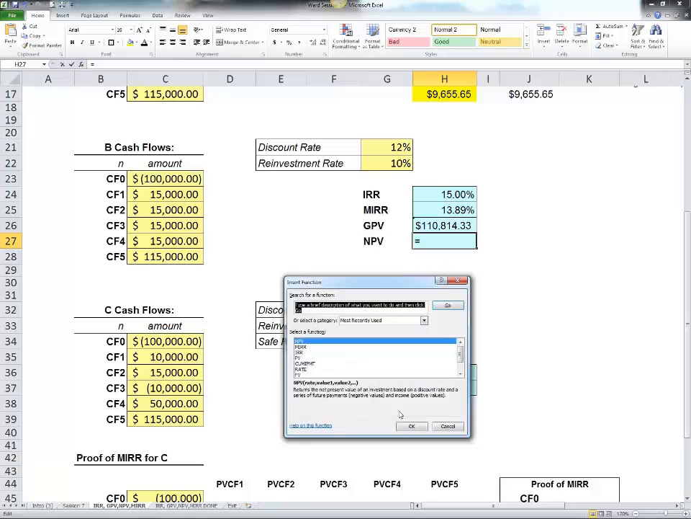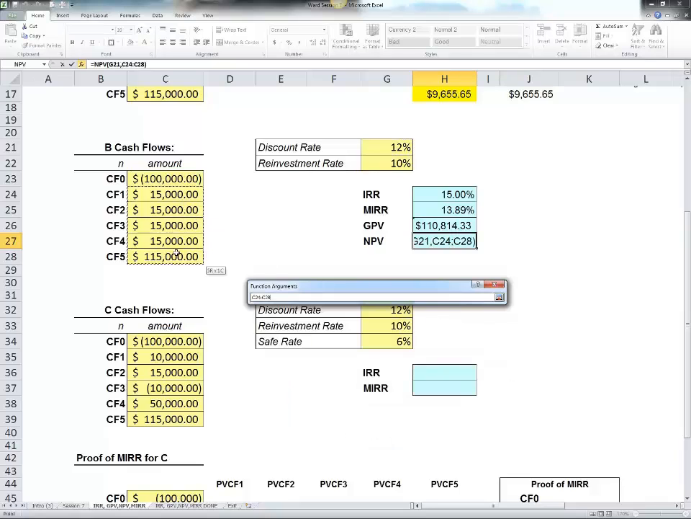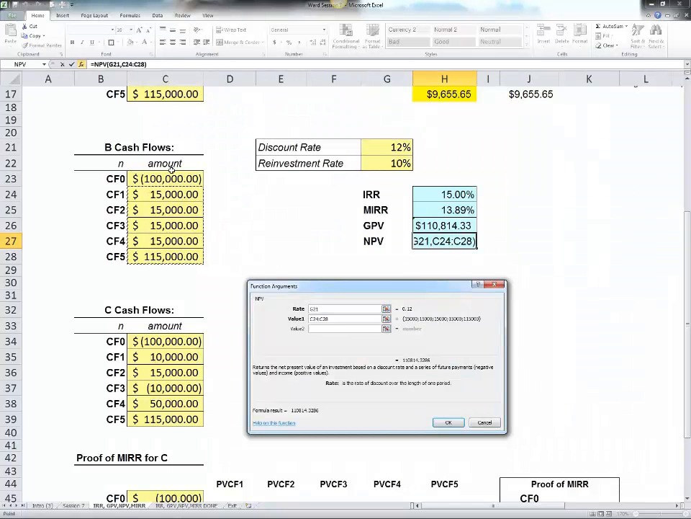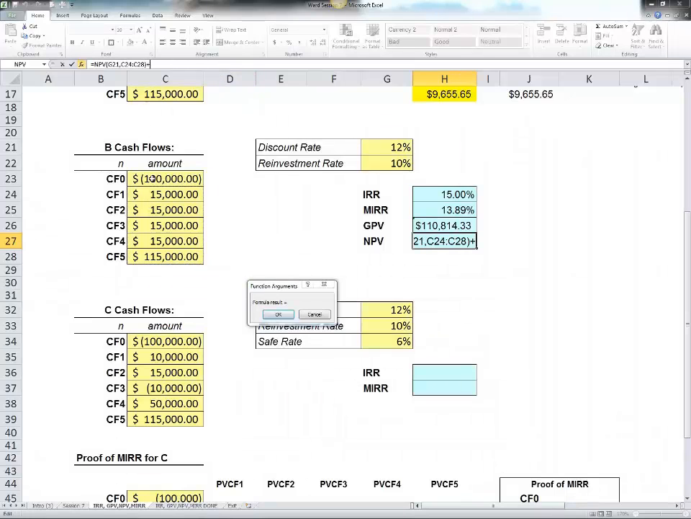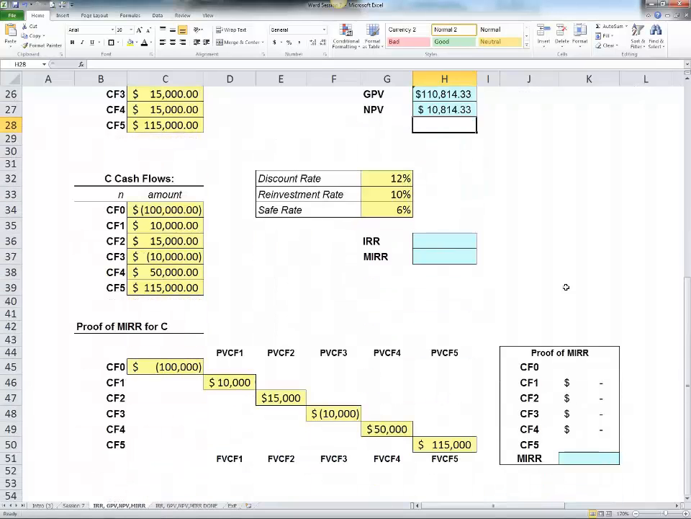We would do the same thing using the net present value function. We would solve for the gross present value, and then we would go outside of the function arguments into the formula bar and net out cash flow 0, and we would have our correct net present value result. Okay. All right, so now let's take a look at C.